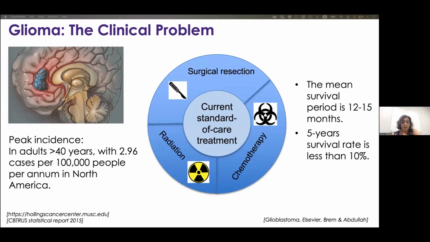Current standard of care for GBM is surgical resection, followed by fractionated radiation and chemotherapy. Patients diagnosed with GBM have a mean survival period of only 12 to 15 months, with only 10% surviving 5 years.